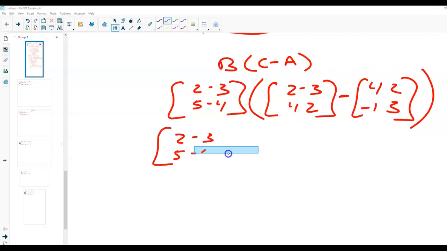[2, -3; 5, -4], times, and then 2 minus 4, negative 2. Negative 3 minus 2, negative 5. 4 minus a negative 1 is 5. And 2 minus 3 is a negative 1. And then we need to multiply these two.